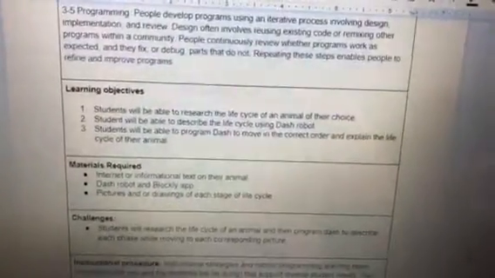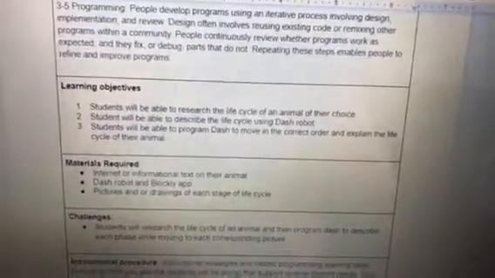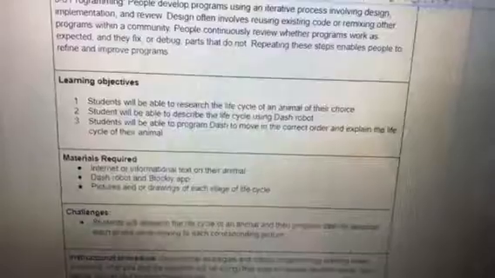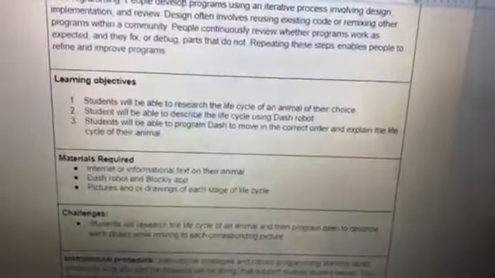So the learning objectives: students will be able to research the life cycle of an animal. They will be able to describe the life cycle using Dash, and they will be able to program Dash to move in the correct order and explain the life cycle of the animal.